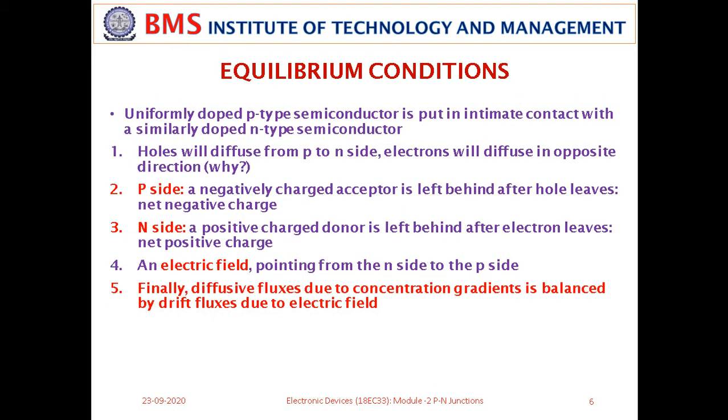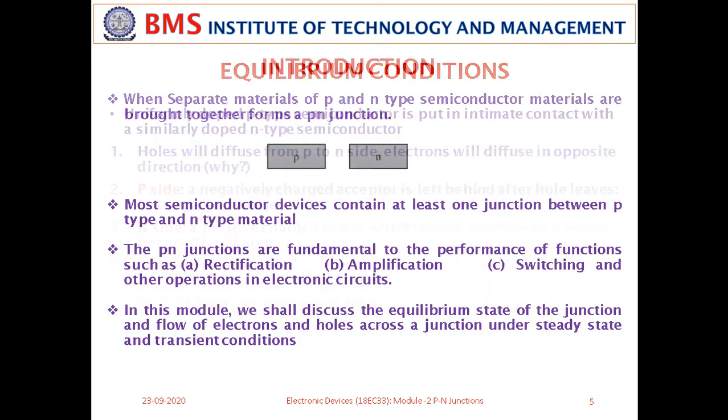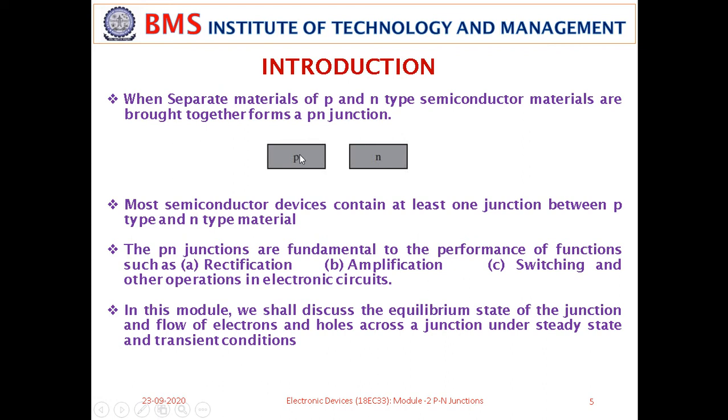Now let us start looking into the equilibrium conditions. Equilibrium means we are not applying any voltage; an external source is not applied. Then we are taking a PN junction. As I told you, to make a PN junction, you need to diffuse N type into P type semiconductor, or P type semiconductor can be diffused into N type base semiconductor material, that forms a PN junction.